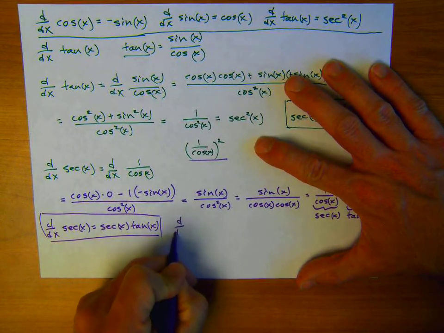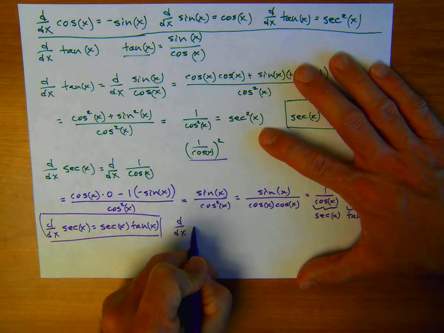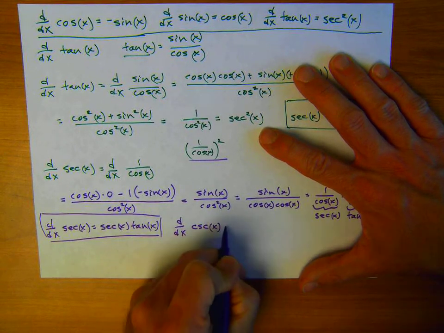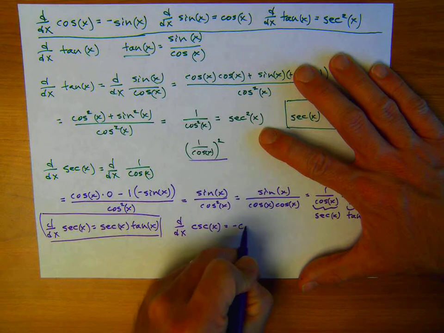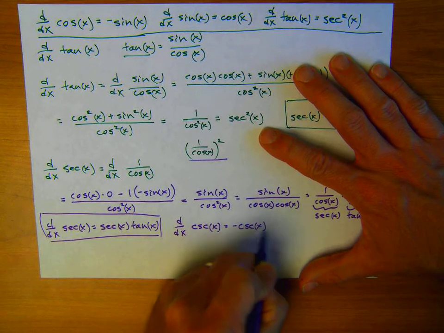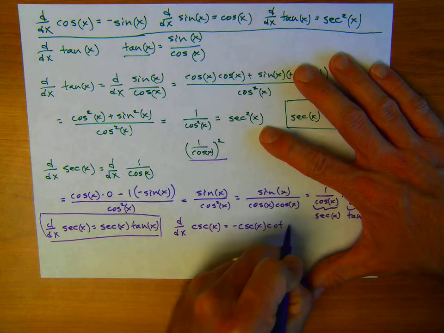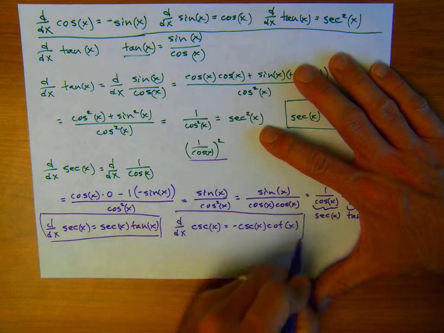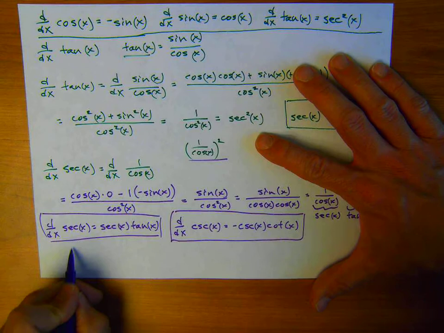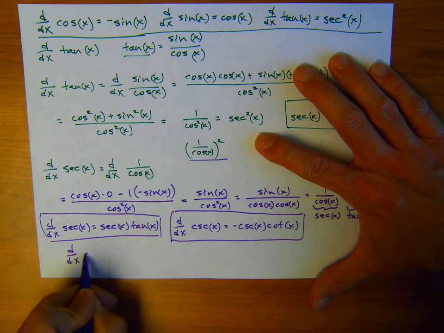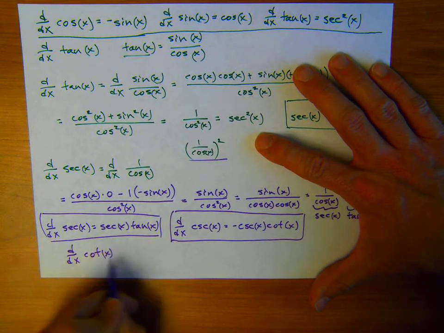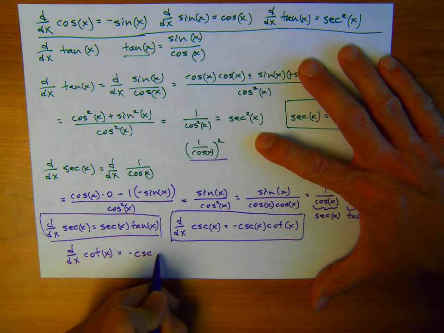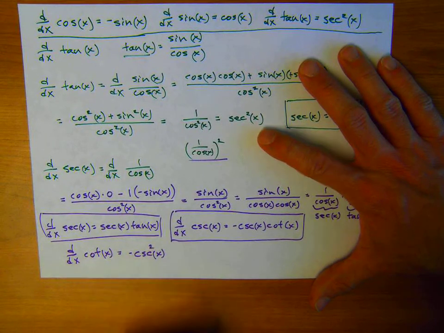The derivative with respect to x of cosecant x, which is 1 over sine x, gives us negative cosecant x times cotangent of x. So there's another one worth knowing. And finally, the derivative with respect to x of cotangent of x is negative cosecant squared.